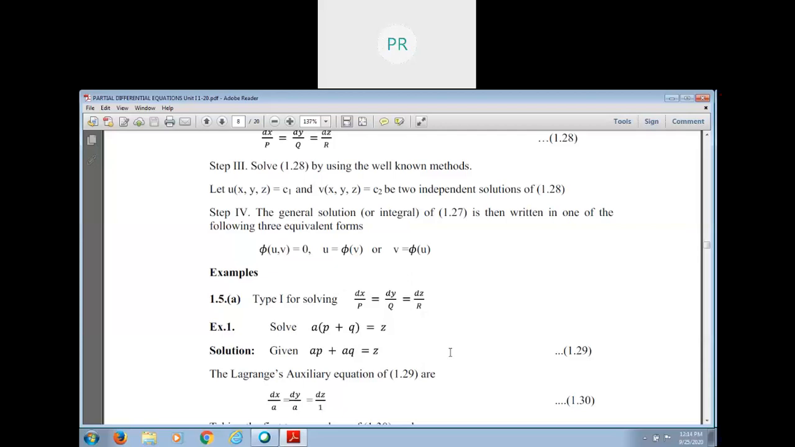Yes, ma'am. Tell me, see the equation: ap plus aq equals z. Now tell me, what is the value of capital P and capital Q? A, because the equation looks like capital P small p plus capital Q small q equals R. Here P is A, and Q is also A.